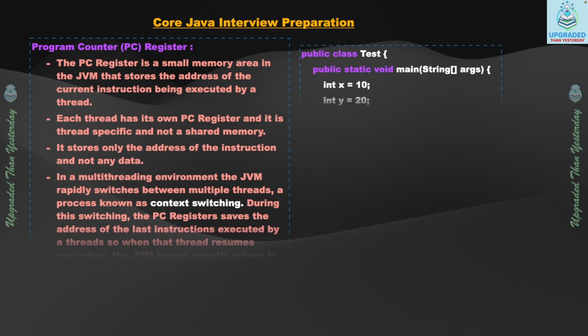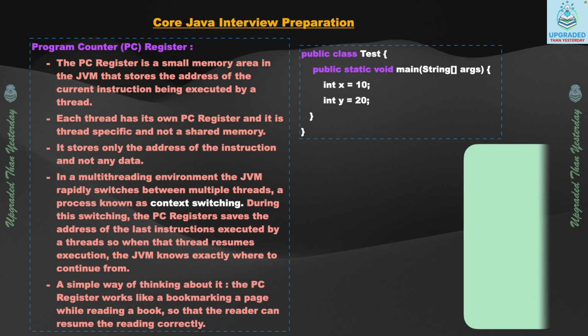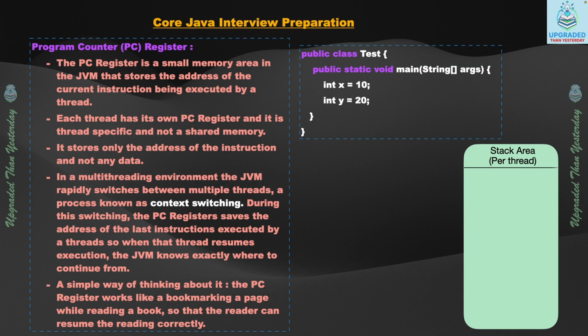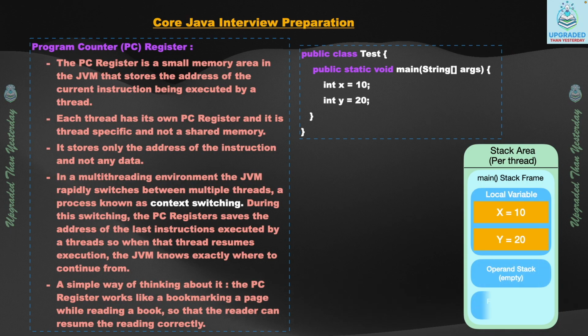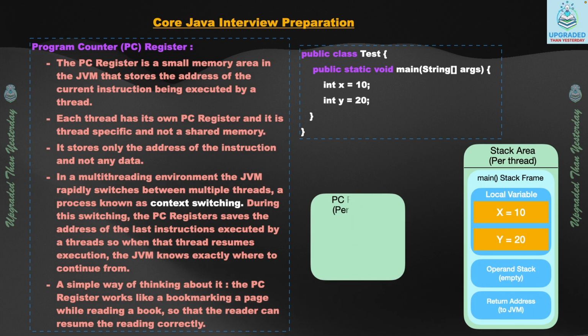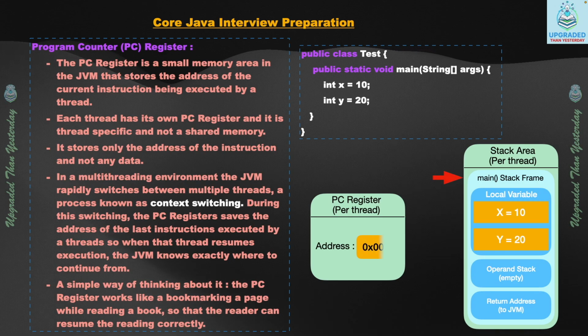Program counter register or PC register. The PC register is a small memory area in the JVM that stores the address of the current instruction being executed by a thread. Each thread has its own PC register, and it is thread specific and not a shared memory. The PC register stores only the address of the instruction and not any data.